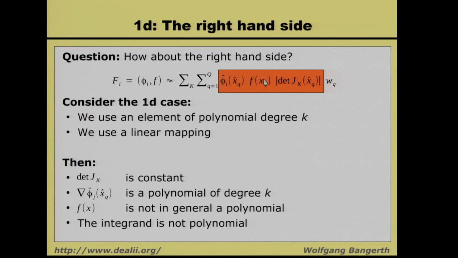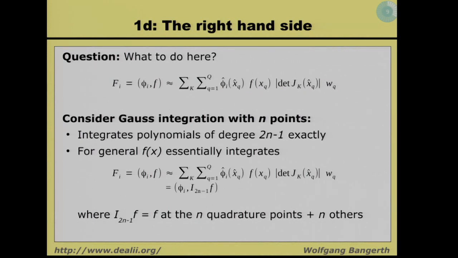This here, in general, of course, is no polynomial at all. My f may be whatever it is. Somebody gives me an f, I have to integrate it. There's nothing I can say in general about whether it's a polynomial or not. So the integrand is not a polynomial. What do I do about this? For general f of x, I can ask the following question: what happens when I apply quadrature to it?